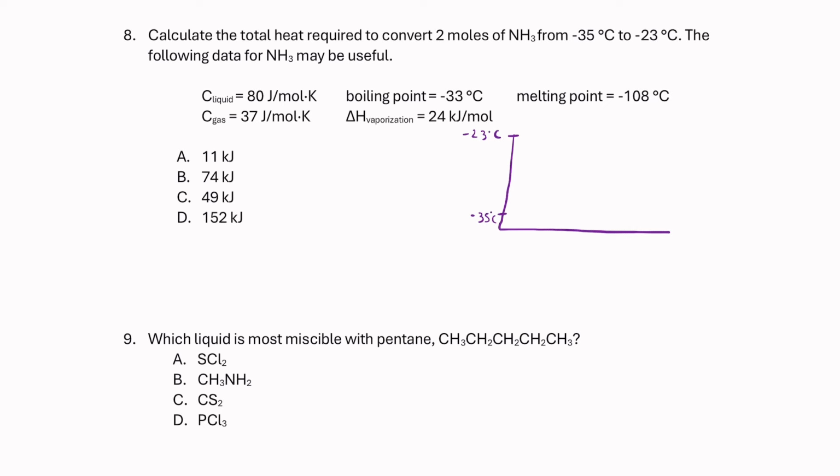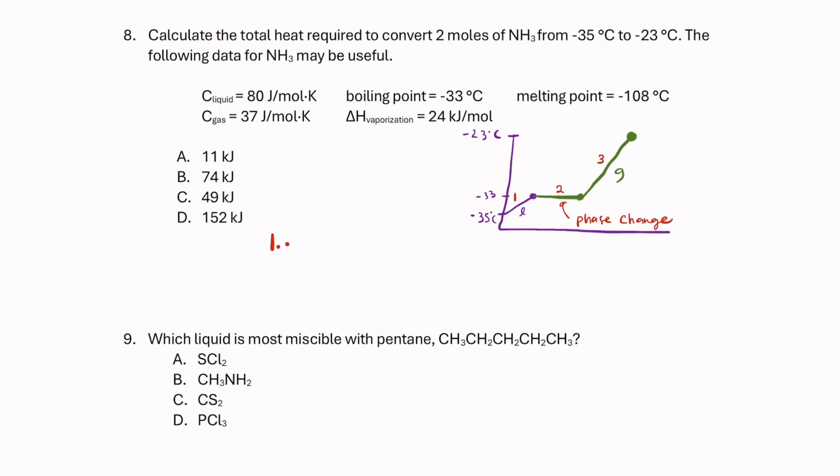Now, first thing you want to do is draw out your heating curve. Notice the boiling point of ammonia is negative 33 degrees Celsius. Our starting temperature is negative 35 degrees Celsius, so that is below the boiling point. That means that the sample begins as a liquid. The final temperature, negative 23 degrees Celsius, is above the boiling point. So along the way, the sample must vaporize, and then we heat further as a gas. So there are 3 regions we need to calculate the heat for, and then we're going to add them together to get the total heat for this conversion. Let's start with step 1.